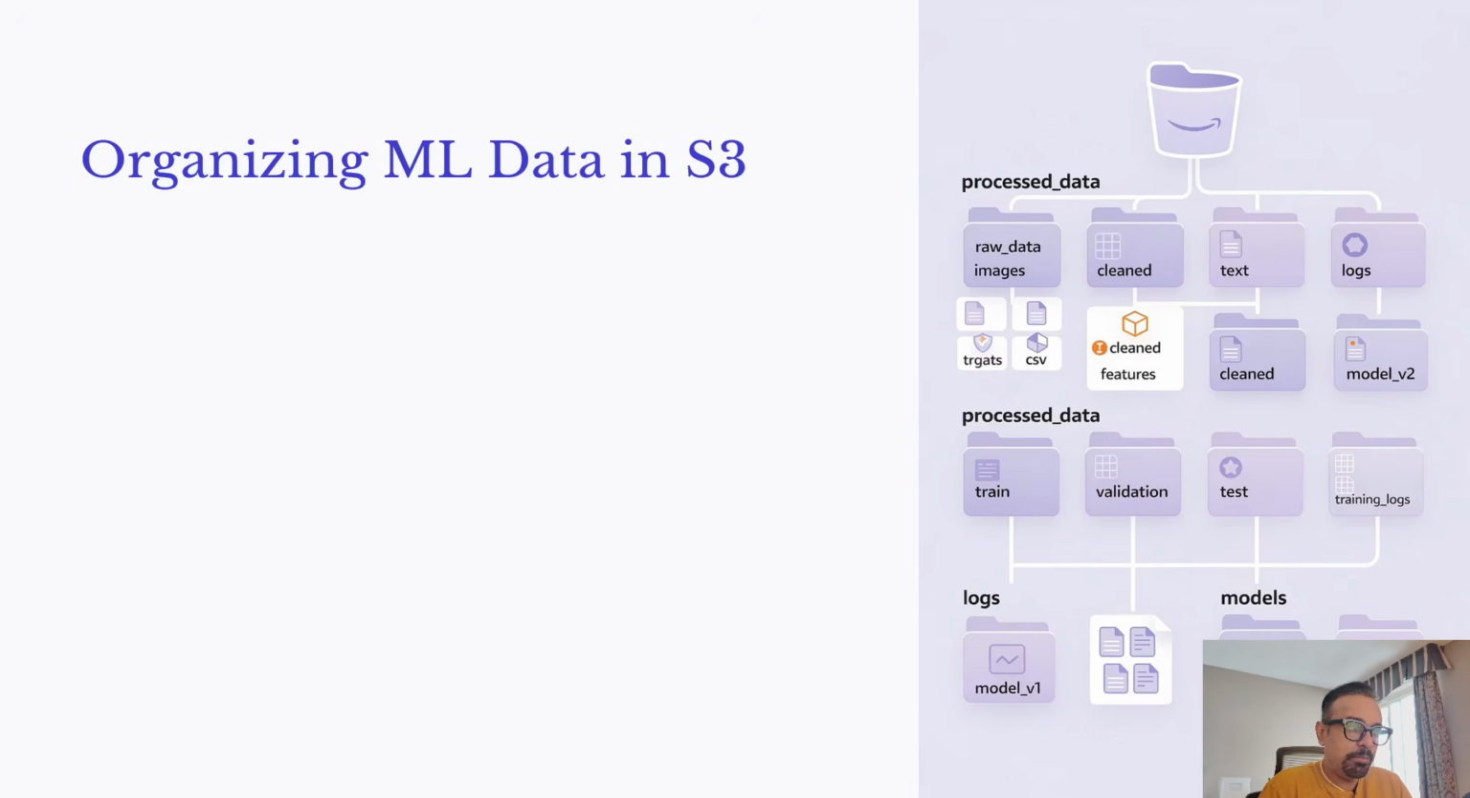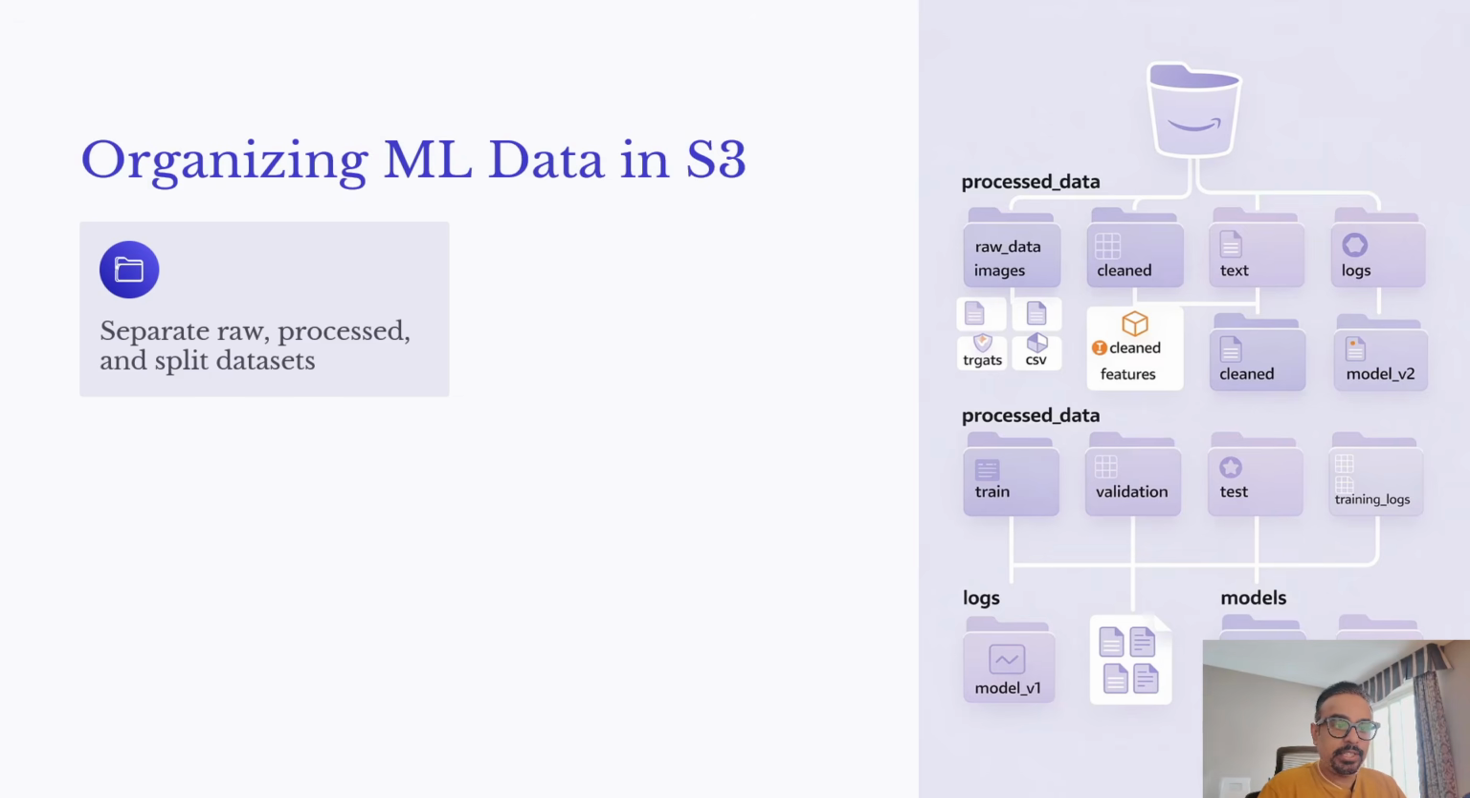Now, organization is absolutely critical for machine learning projects in S3, especially when working with teams. Let me show you a best practice structure. Always keep your original unmodified data in a dataset/raw folder. This is your source of truth that never gets touched. Then create a separate dataset/train and a separate dataset/test folder for your split datasets. This creates separation and prevents accidental mixing of training and test data, which would invalidate your model evaluation.